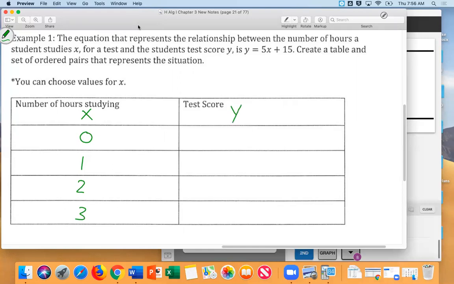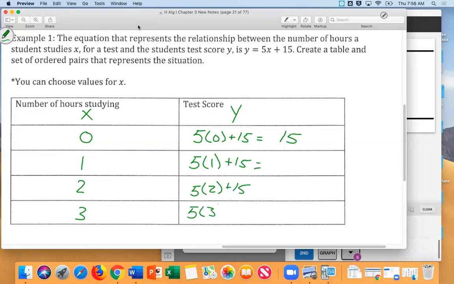Your calculator spit out numbers for you, right? Here's what it's actually doing. It's actually doing 5 times 0 plus 15, and that equals 15. And then it's going to do 5 times 1 plus 15. Then it does 5 times 2 plus 15. And finally, it does 5 times 3 plus 15. And it gets you the 20, the 25 and the 30.